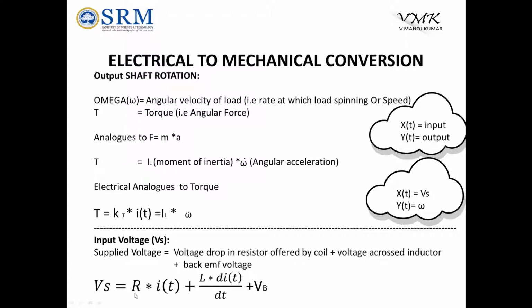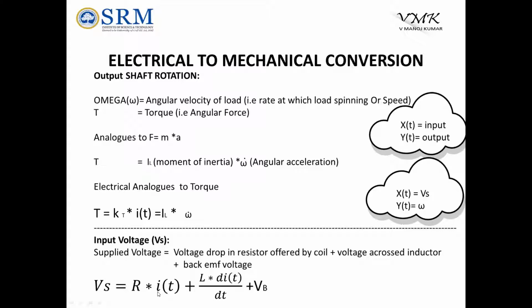The next step, I need to know what components oppose my Vs, which pull my Vs down. What is the supplied voltage Vs? There is a voltage drop across the resistor of the coil. The coil is going to offer some resistance, and I'm going to call that R. In terms of Vs, how much voltage is dropped? V is equal to I into R, so I write it as R into I of T. That's the way, I of T into R. So why am I putting I of T?